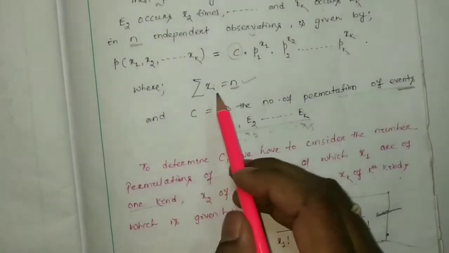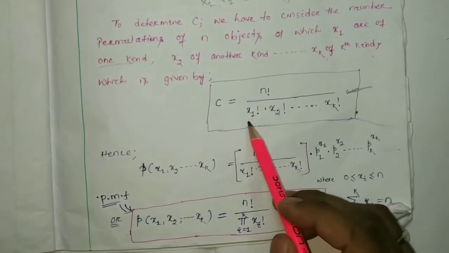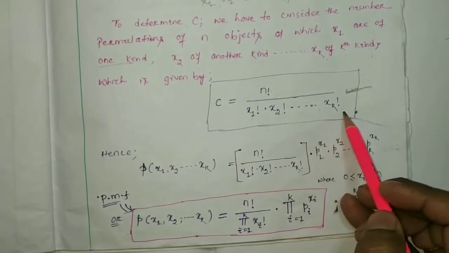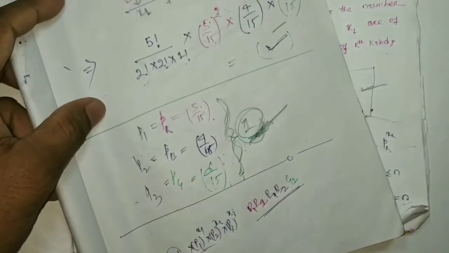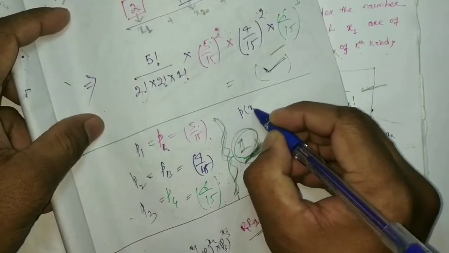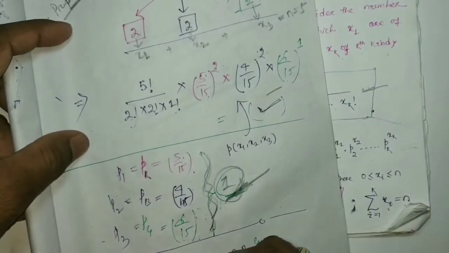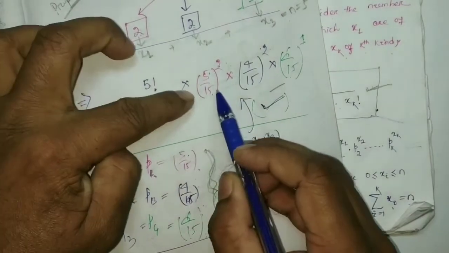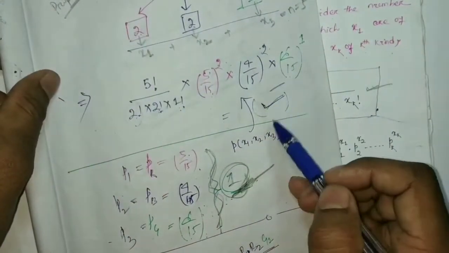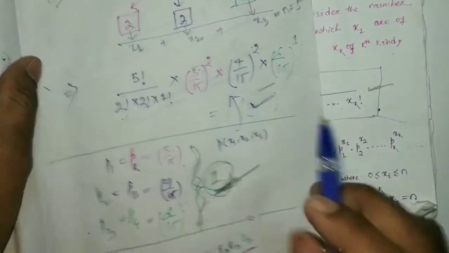the things we haven't discussed in our notes: what is the meaning of n, what is the meaning of c. Here c will be n factorial by x1 factorial, x2 factorial up to xk factorial, like that. So hence, here we found the probability of x1, x2 and x3. That will be n factorial by x1 factorial, x2 factorial, x3 factorial, p1 to the power x1, p2 to the power x2 and p3 to the power x3, right? x1 plus x2 plus x3 is your 5.